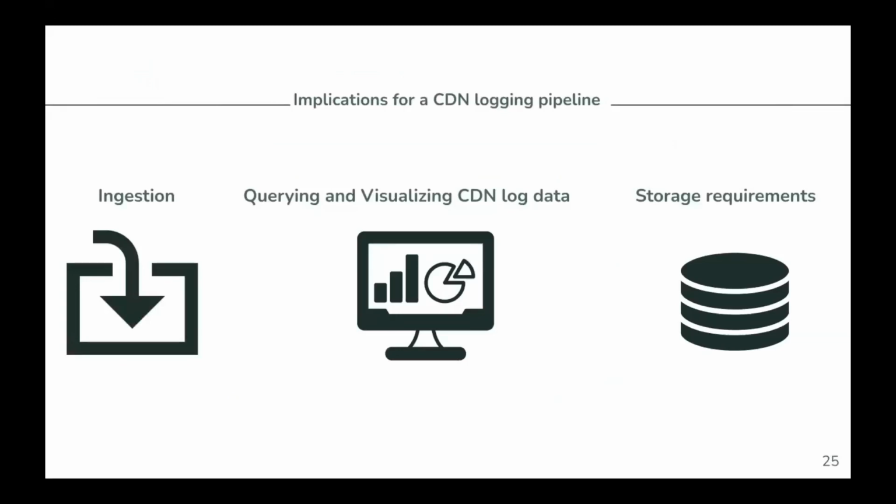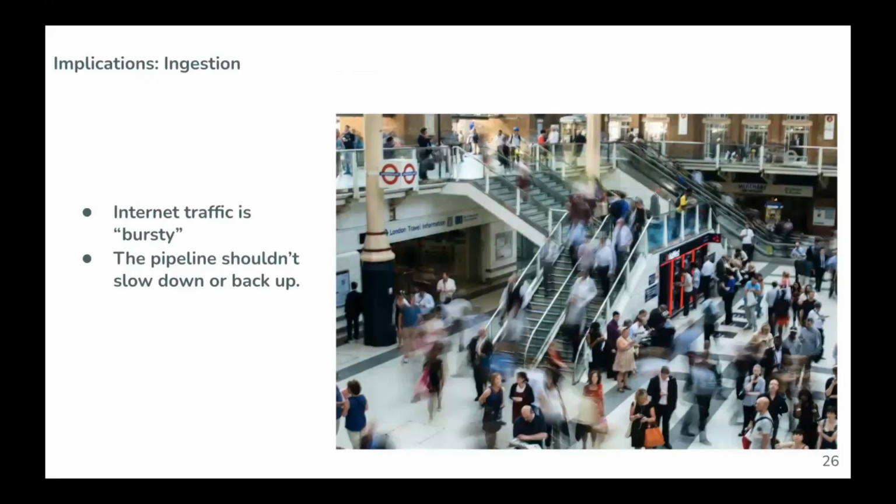The large flow of data has important implications for our project. Specifically, it affects data ingestion, the way we query and visualize data, and the storage requirements for our pipeline. Ingesting CDN log data into a pipeline can be challenging. Internet traffic tends to be bursty, similar to traffic at a major train station, which might be busy during rush hour, but nearly empty in the late evening. The pipeline needs to be able to handle this varying flow without slowing down or backing up.